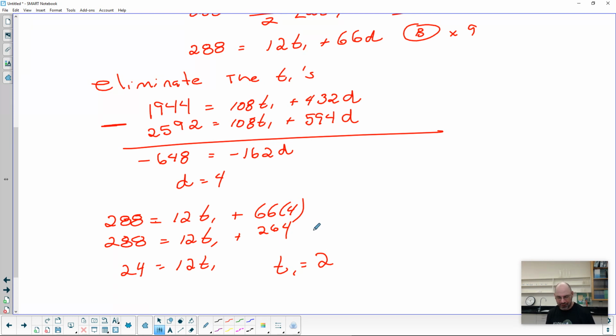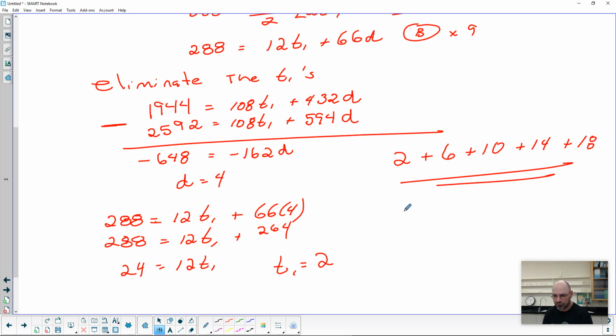Okay, so the question then asks us, what are the first 5 terms of this series? So remember, we're adding the terms. 2 is the first one, then D is 4, so 4 more is 6, 4 more is 10, 4 more is 14, 4 more is 18. There are our first 5 terms of the series.